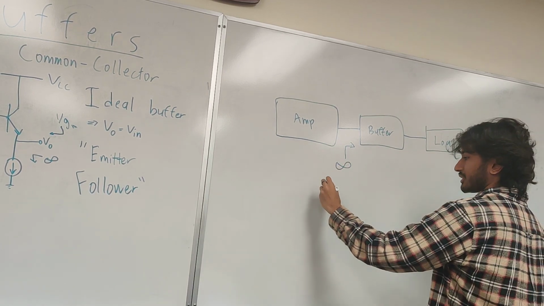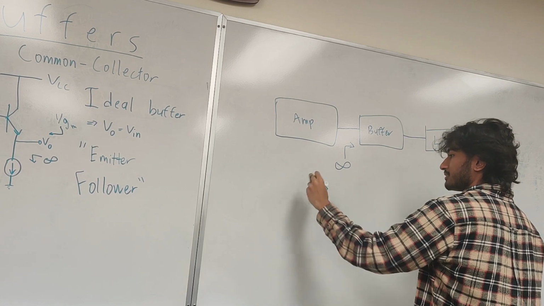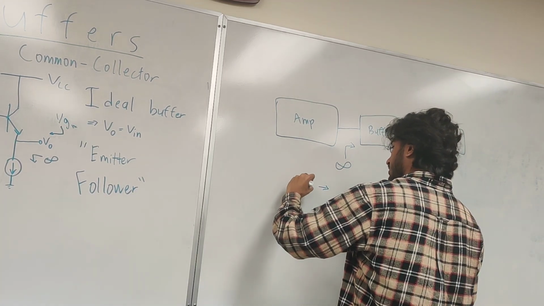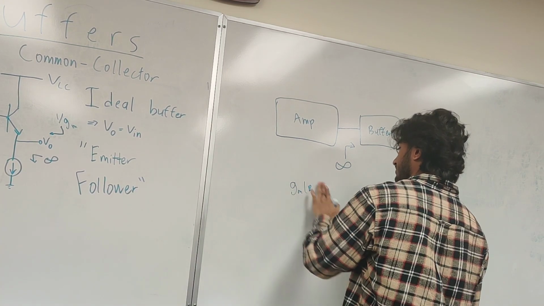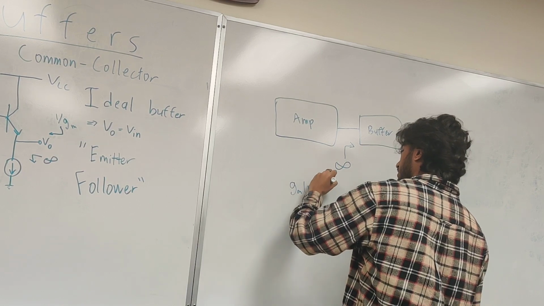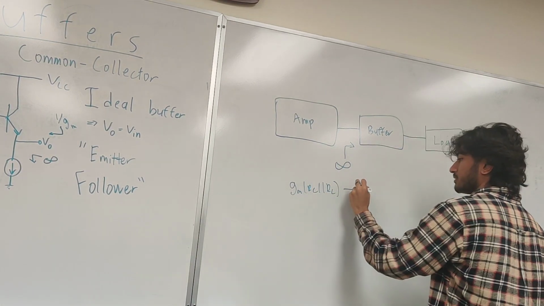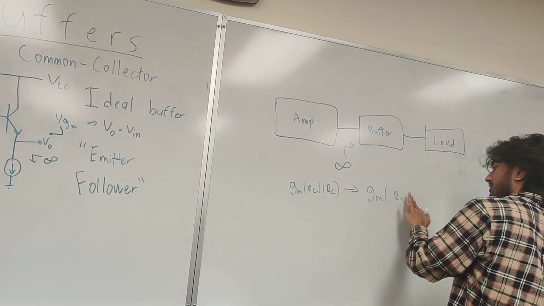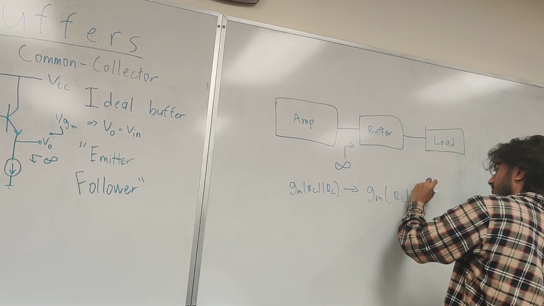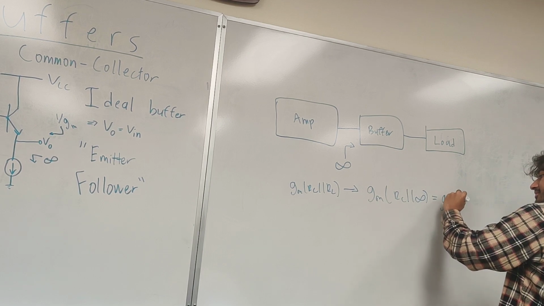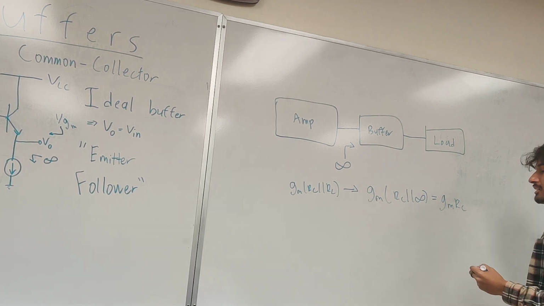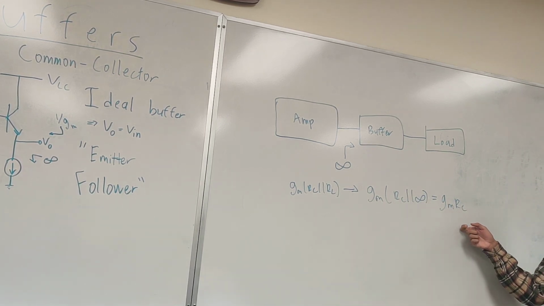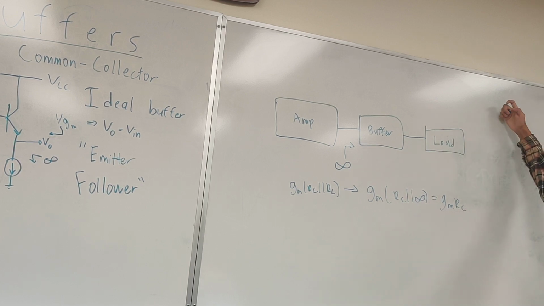This means now that our gain goes from right over here, GM RC parallel RL, to just GM RC parallel infinity, which is just GM RC. So we get the maximum gain possible if this is infinity, or it's very large.